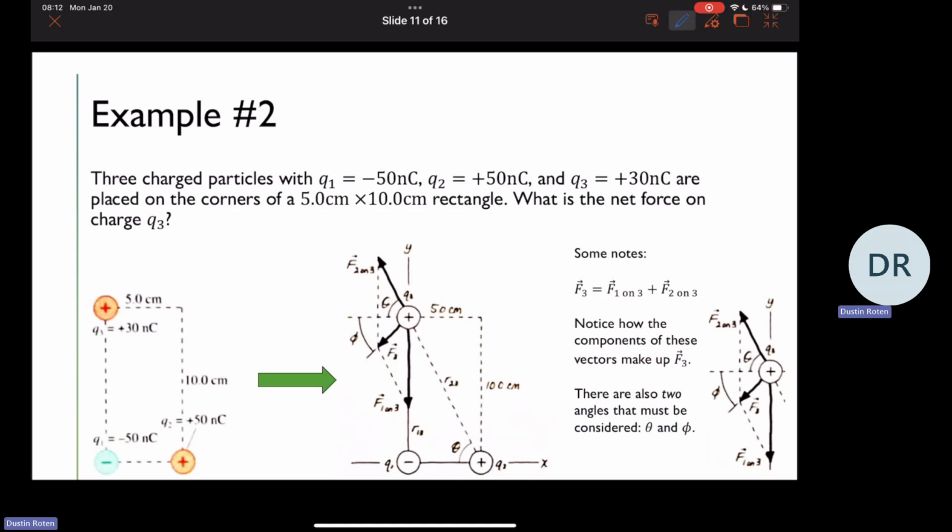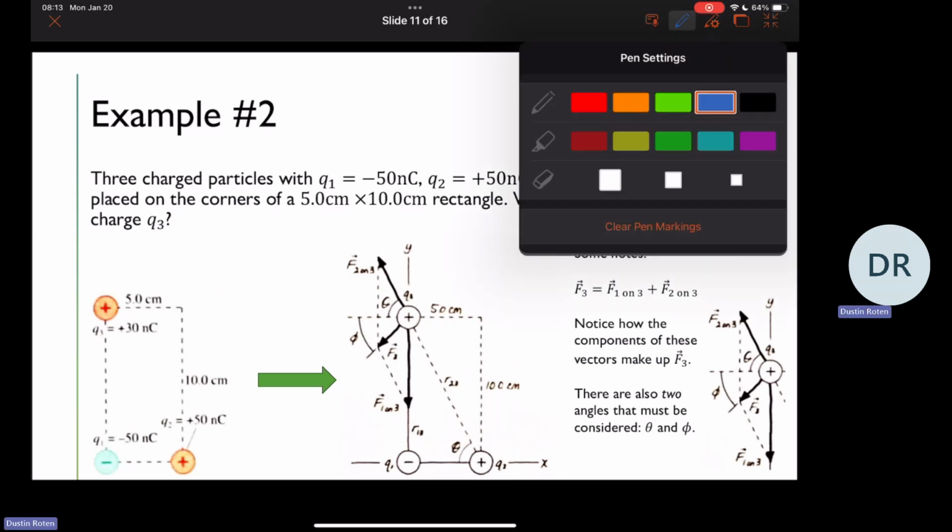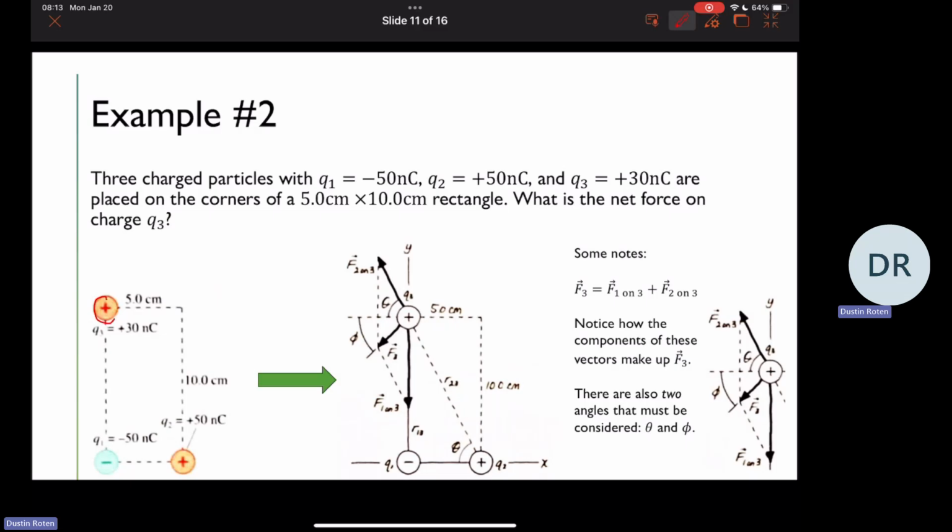Okay, let's look at one more example and then we will call it quits. So suppose we have 3 charged particles with Q1 of negative 50 nanocoulombs, Q2 of positive 50 nanocoulombs, and Q3 of 30 nanocoulombs, and all 3 are placed on the corners of a 5 by 10 centimeter rectangle. All right, so what is the net force on Q3 if this is the case? Well, what we're interested in is the net force acting on Q3, which is up here in the top left corner. Now we have a pictorial representation.